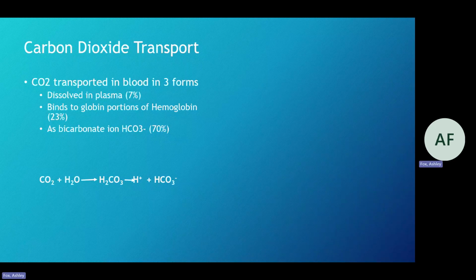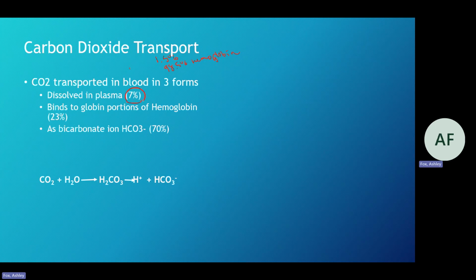This video is going to talk about transport of carbon dioxide through the body. Now, unlike oxygen, where 1.5% is going to be dissolved in plasma, and the rest, 98.5%, is going to be on hemoglobin, carbon dioxide is going to be a little more varied.